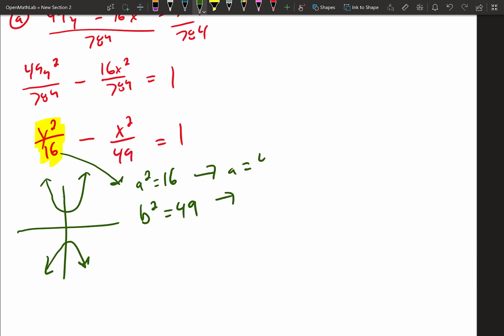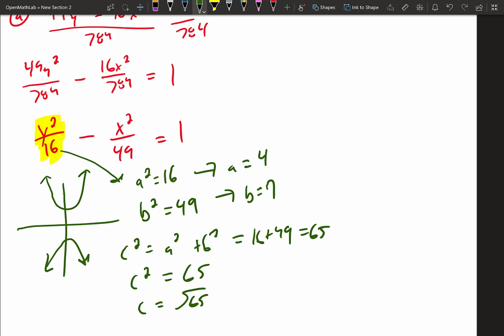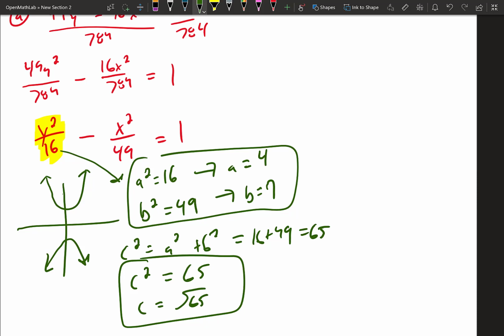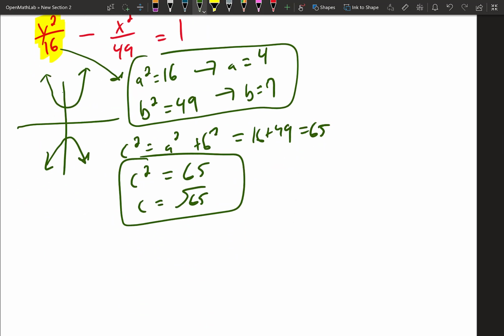So then, since we know a squared and b squared, I can find a and b pretty easily. The square root of 16 is 4, the square root of 49 is 7, so a is 4, b is 7, and then we know that c squared is equal to a squared plus b squared, which would be 16 plus 49, which turns out to be 65. So c squared equals 65, and c would be the square root of 65, and that doesn't simplify. So we're going to need these values, the characteristics we found.